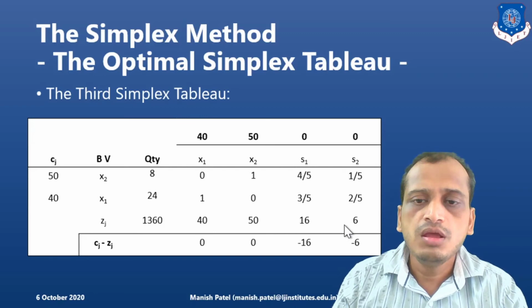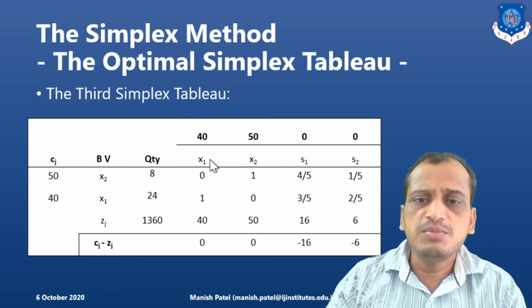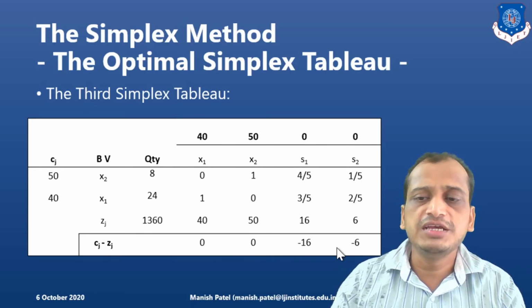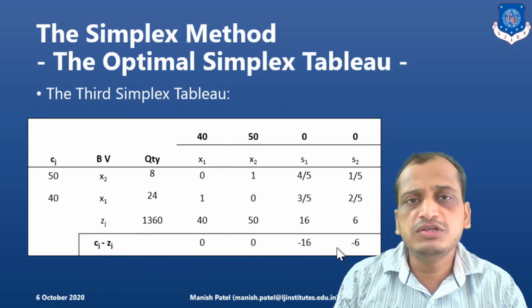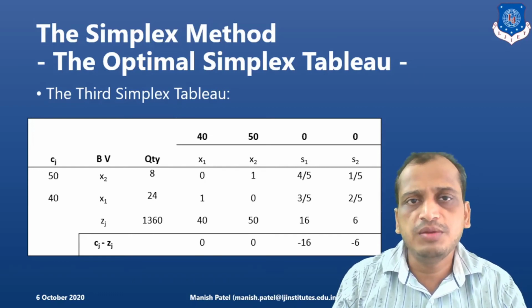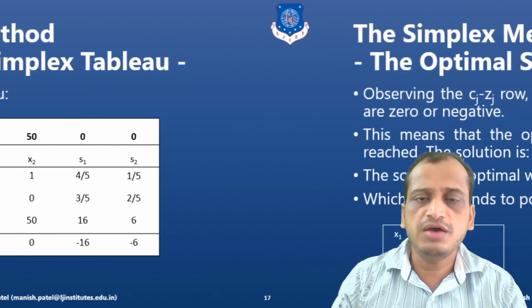Clear? Now what is Cj minus Zj? 40 minus 40, 50 minus 50, 0 minus 16, 0 minus 6. So we got Cj minus Zj here. All the values, if you see carefully, are less than or equal to 0. In a maximization case, if all the values of Cj minus Zj are less than or equal to 0, then we have attained the optimal solution. So that is what we have got.